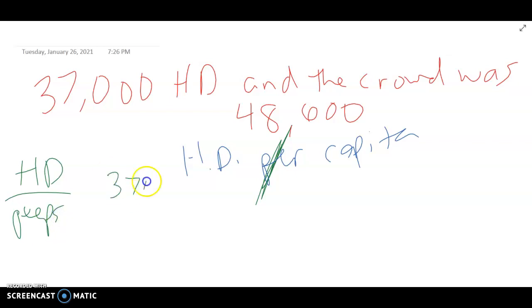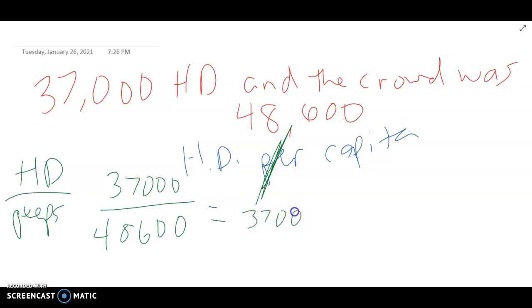So there are 37,000 hot dogs. There are 48,600 people. And again, if we're talking about per person, that means 1. So I divide. 37,000 goes in my calculator first, then the divide button, then 48,600. When I do that, 37,000 divided by 48,600, I get 0.76 and some more digits.